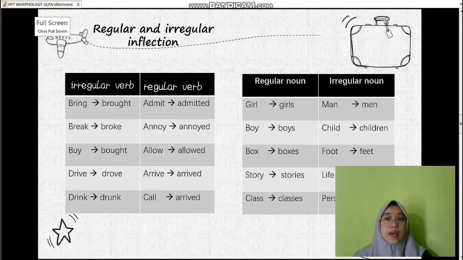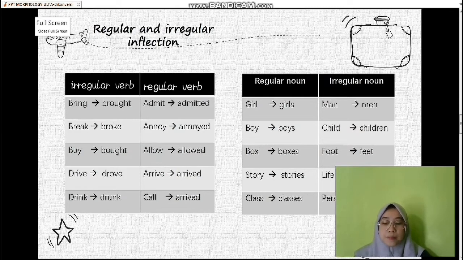Next is regular and irregular inflection. Regular inflection is the way to change the form of word like the plural form and so on. Usually, these changes are consistent and we can predict. The opposite of regular is irregular inflection, which is a process of changing words that have no rules, so that we cannot guess, so they need to be studied specifically.